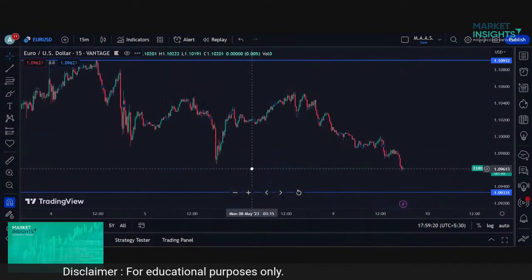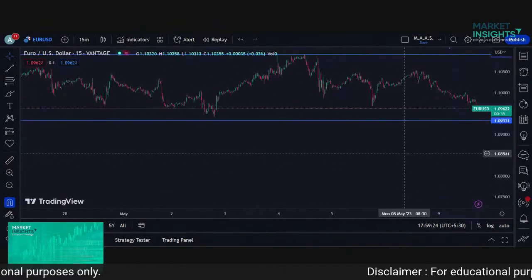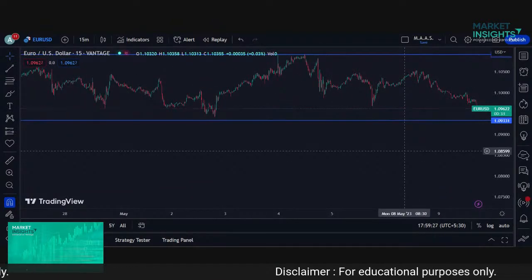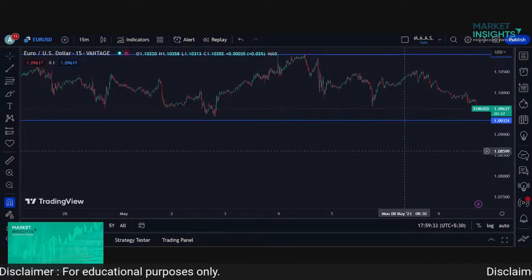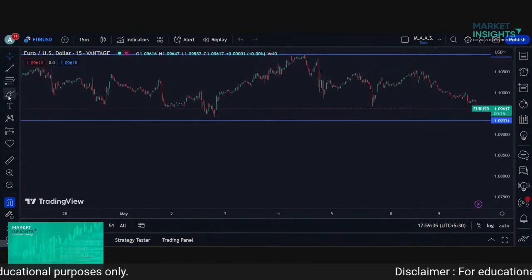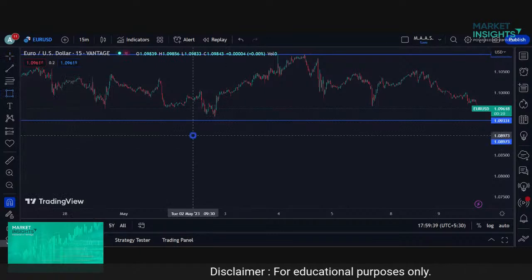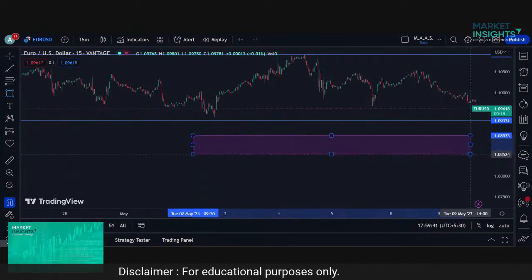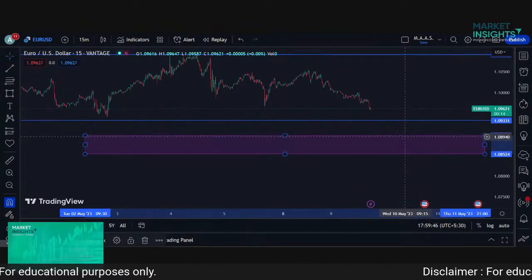What are the zones? Okay, what are the zones? If it is lower than the price action, so let's say I drew a zone. Now what is a zone? I will explain, don't worry. I drew a zone like this. It is a rectangle, and this is a zone.